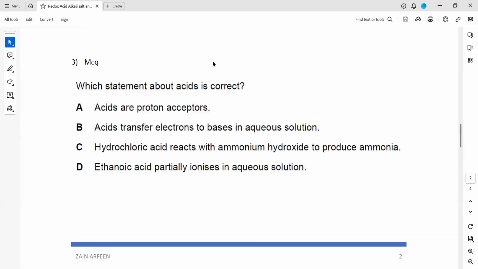Which statement about acids is correct? So what is the definition of acids? Acids are proton donors. Any substance which donates a proton we call an acid. So are acids proton acceptors? No. Acids transfer electrons to the base in aqueous solution?